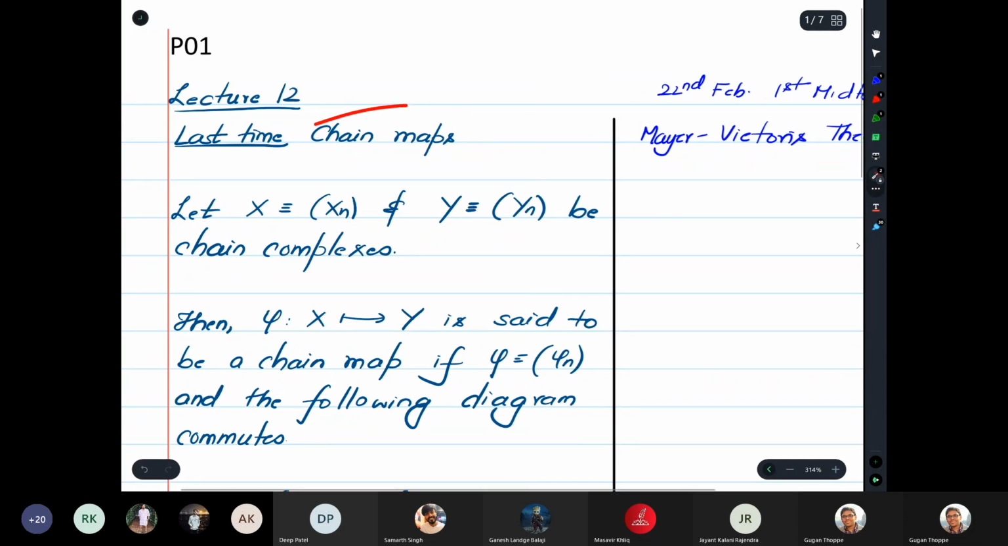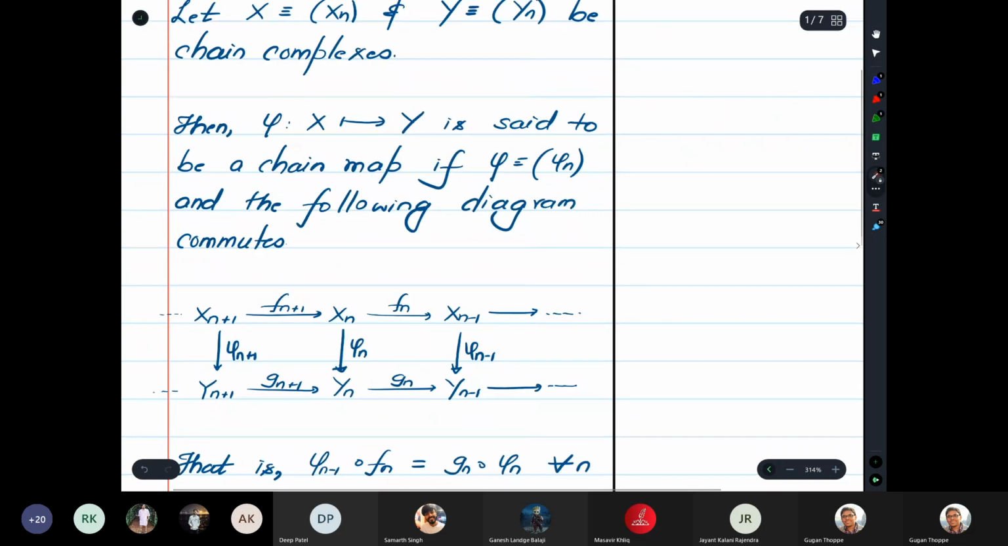So we spoke about this concept called chain maps, right? So what is a chain map? Well, a chain map is a function which goes from one chain complex to the other. So what does that mean? Okay, so let X be a sequence of vector spaces. In particular, this is a chain complex, right? And Y is a sequence of vector spaces which together forms a chain complex, right? So when we say it's a chain complex, it means that you have this sequence of vector spaces listed in this form, and you have a boundary operator, okay? Or I shouldn't say boundary operator. There is a vector space homomorphism that goes from X_{n+1} to X_n, and f_n goes from X_n to X_{n-1}, and so on.